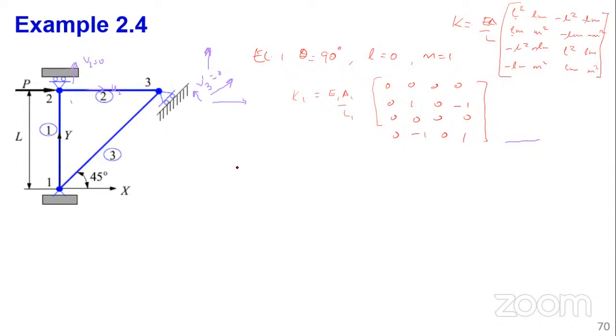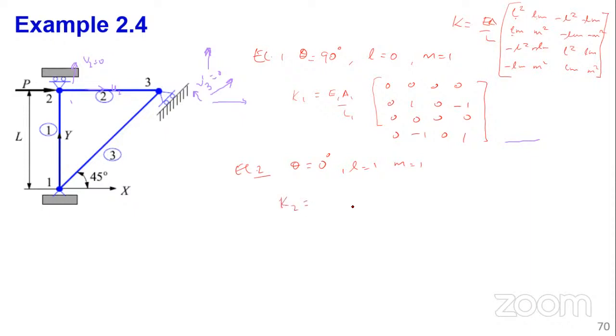Same case, we come to element 2. Theta is equal to 0 degrees. L is equal to 1. M is equal to 0. Remember, cos 0 is equal to 1. Again, you do the same that we have done to the element, you're going to get K2.